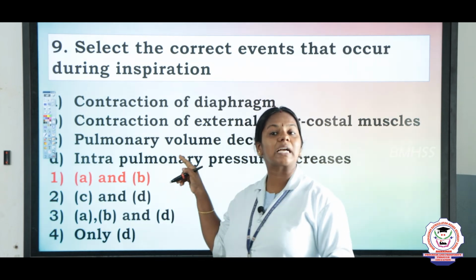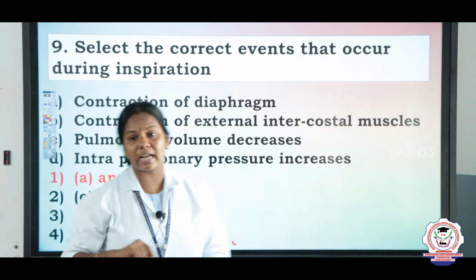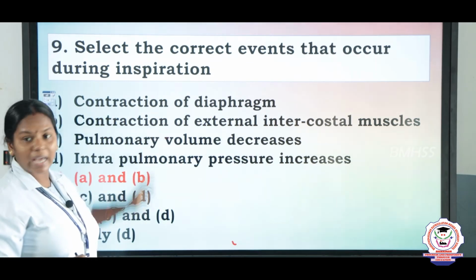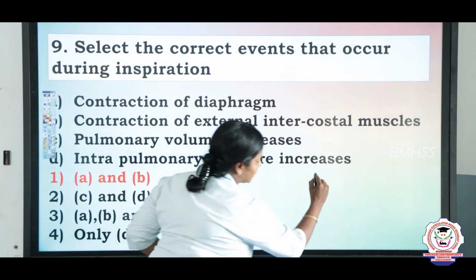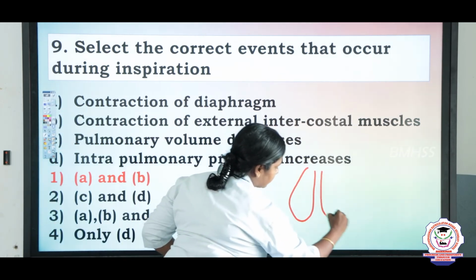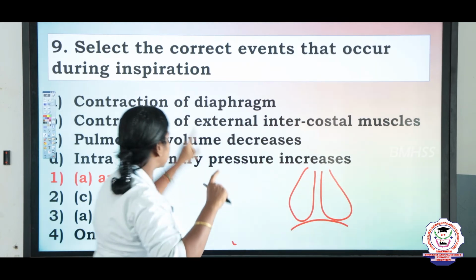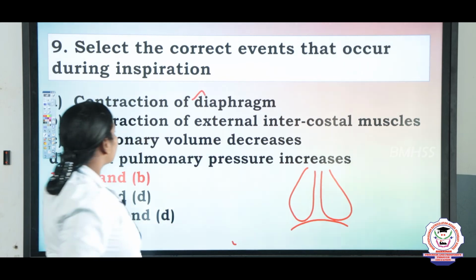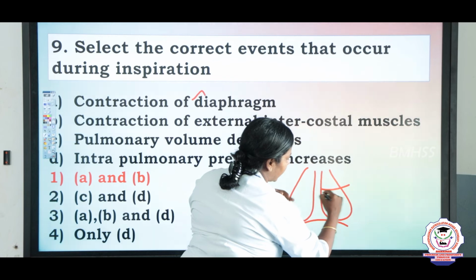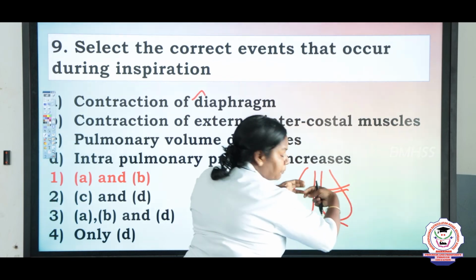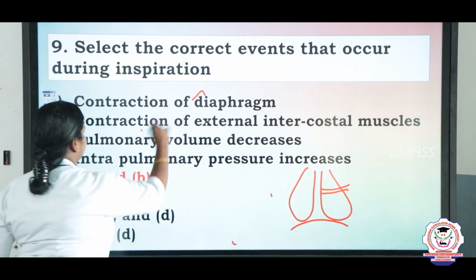So, now we can see the correct statements relevant to this, right? The first one is contraction of diaphragm. Contraction means what? Just imagine this is the lungs, this is the diaphragm. So, when the diaphragm contracts, it is a correct statement, right? Contraction of the external intercostal muscles. External intercostal muscle is present on the ribs. When it contracts, it expands the lung. So, the second statement is also correct.